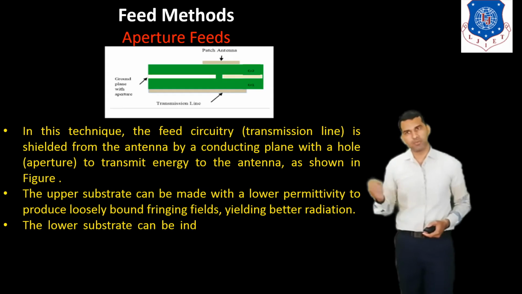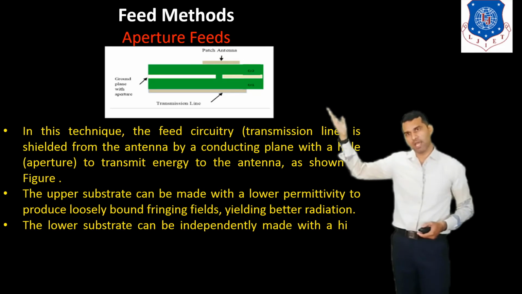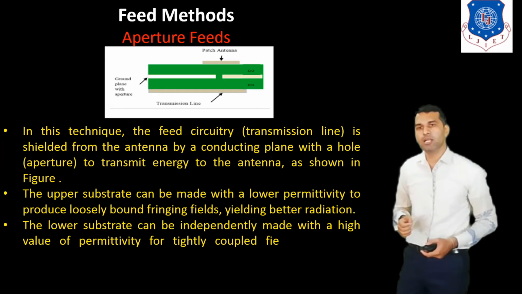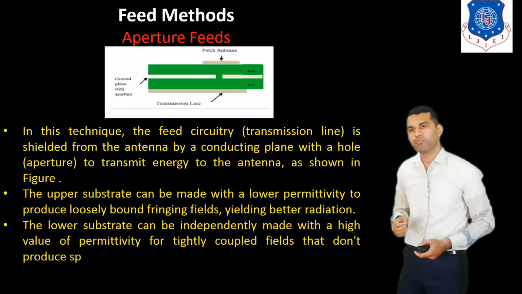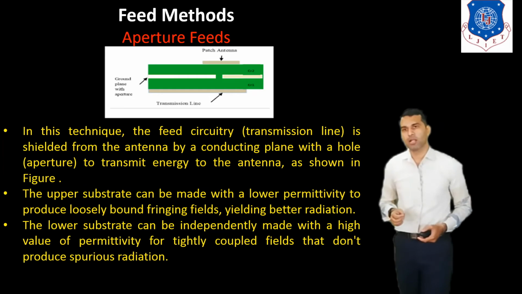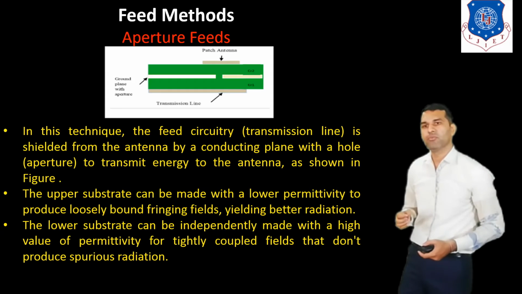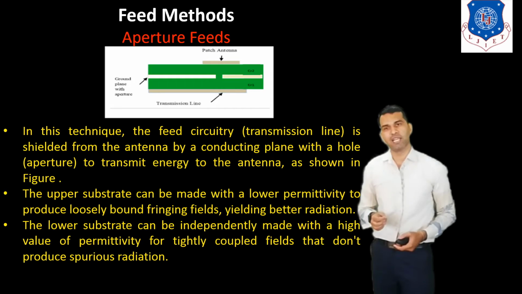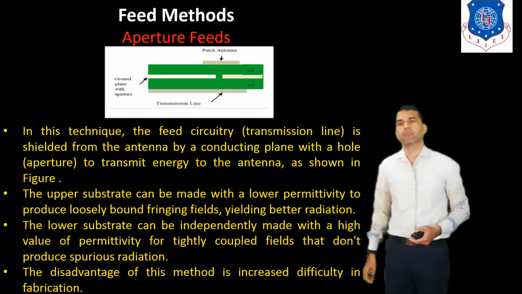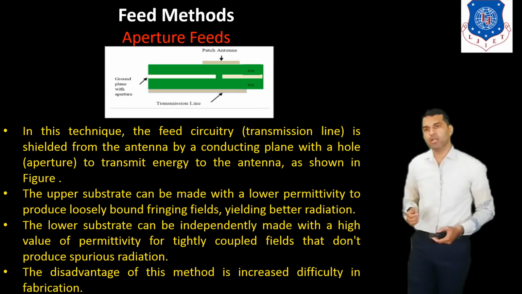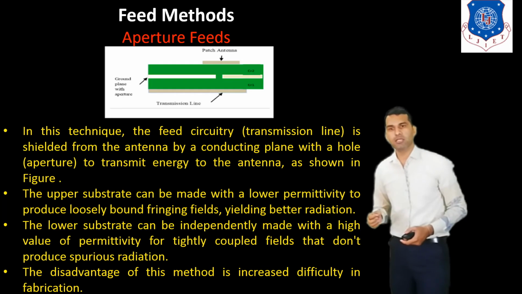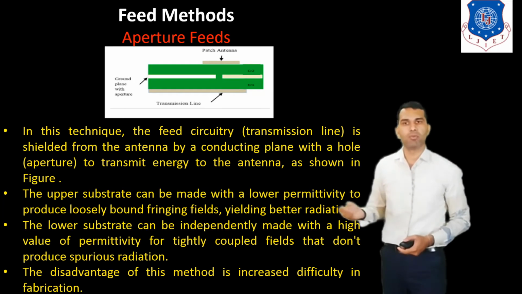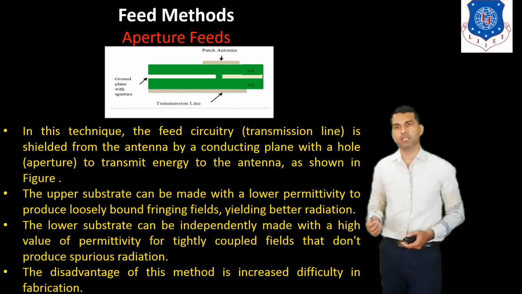The lower substrate, that means here this is S2, the lower substrate, can be independently made with a high value of permittivity for tightly coupled fields that do not produce spurious radiation. The disadvantage of this method is increased difficulty in fabrication. So the fabrication is not easy in this method.